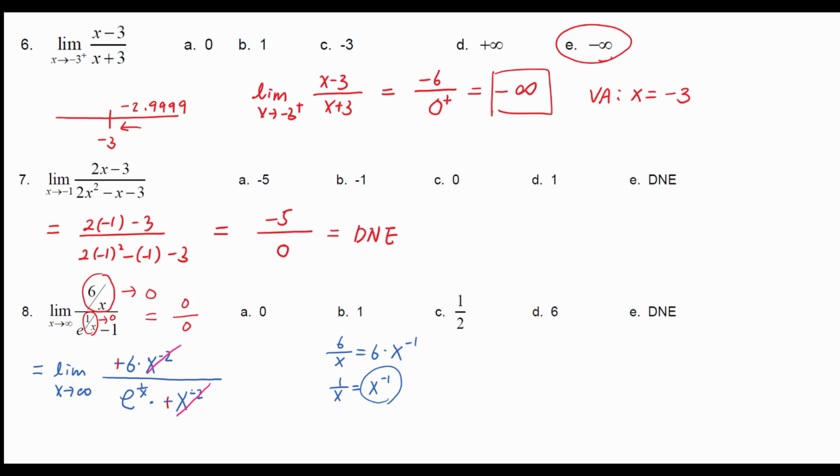So all I have now is the limit as x approaches infinity of 6 over e to the 1 over x power. So now when I apply x approaches infinity, it is 6 over e to the 0 power, and e to the 0 power is 1, so my limit is 6. So your answer will be D here.